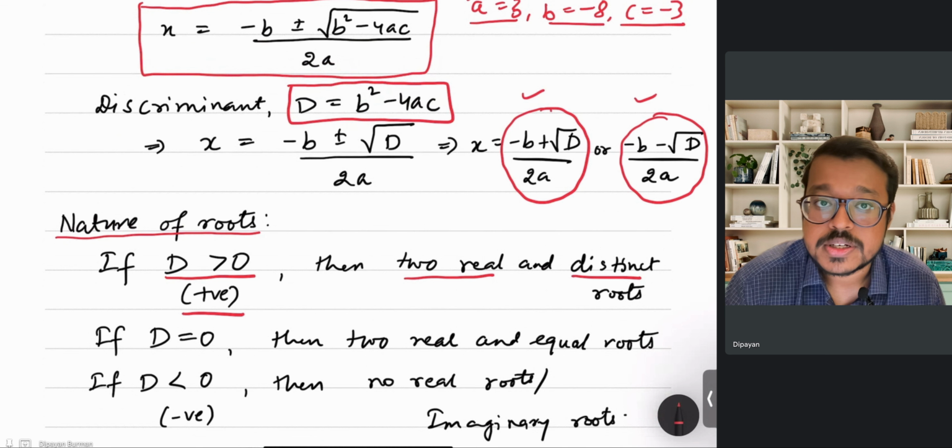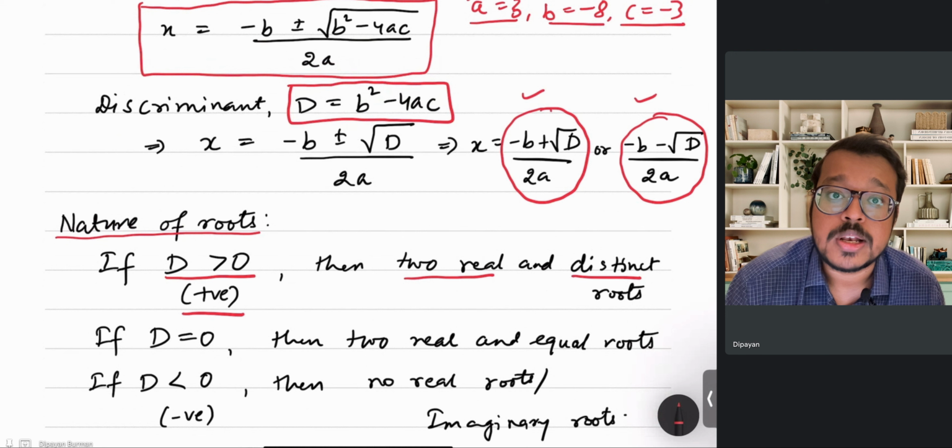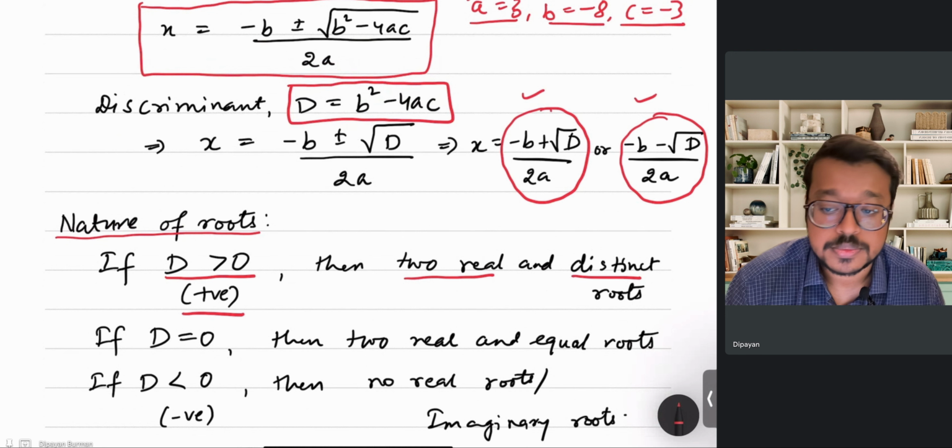And even the reverse is true. If we know that a quadratic equation has two real and distinct roots, I can claim that the discriminant will be positive or more than 0.